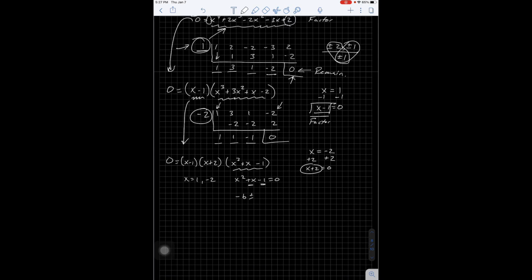So here we go. So I've got negative 1 plus or minus the square root of 1 squared minus 4 times A times C, all over 2 times A. Negative 1 plus or minus the square root of 1 plus 4, over 2. So this is going to be negative 1 plus or minus the square root of 5 over 2. Okay, and so those are my other two roots. Negative 1 plus root 5 over 2 and negative 1 minus root 5 over 2.